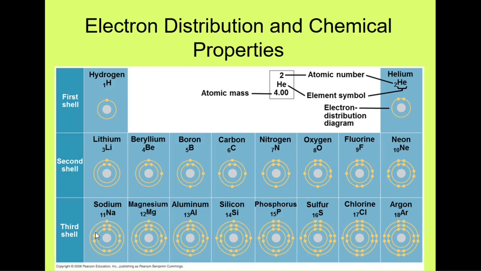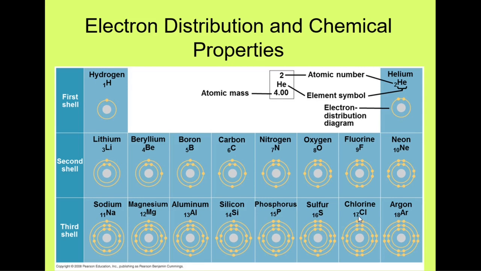If we move down to the first of our third shell elements here with sodium, well, sodium has 11 protons in its nucleus and then 11 electrons, so 2 in the first shell, 8 in the second shell, and that leaves 1 more that goes in the third shell. And again, this makes sodium a very reactive element because it has just that 1 electron in its valence shell. And then we can move along. We've got magnesium on 12, aluminium on 13, silicon at 14, phosphorus at 15, sulfur at 16, and then we have chlorine over here with 17.